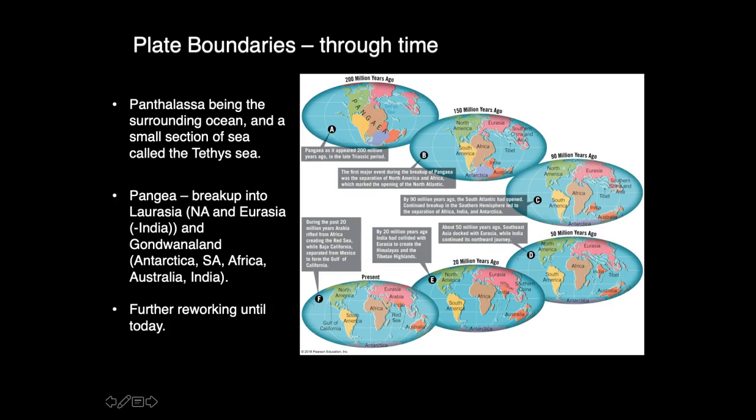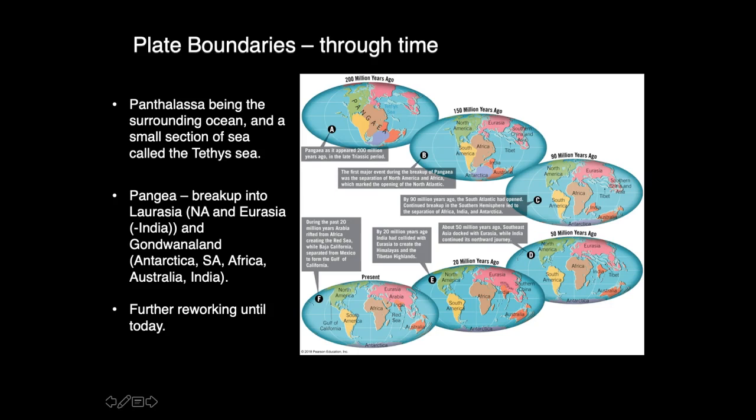So the sea surrounding Pangaea was called Panthalassa, and a small section separating the Horn of Africa with the Arabian Peninsula attached from Eurasia was the Tethys Sea. So you might have heard the reference to the Tethys Sea, and the remaining of the Tethys Sea currently is pretty much like the Mediterranean Ocean as we know it.